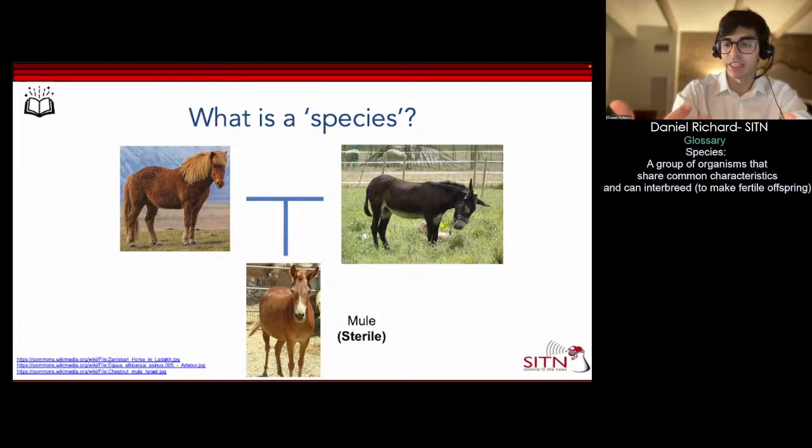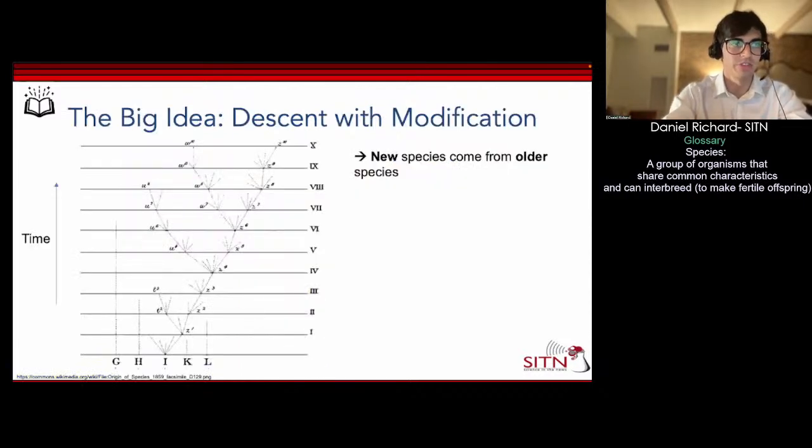Now, a big idea in this theory of natural selection was this idea of descent with modification. That is, Darwin thought that new species come from older species. This is the only figure in the book, The Origin of Species, where Darwin is trying to illustrate this idea of species branches, where one species can give rise to multiple new species.